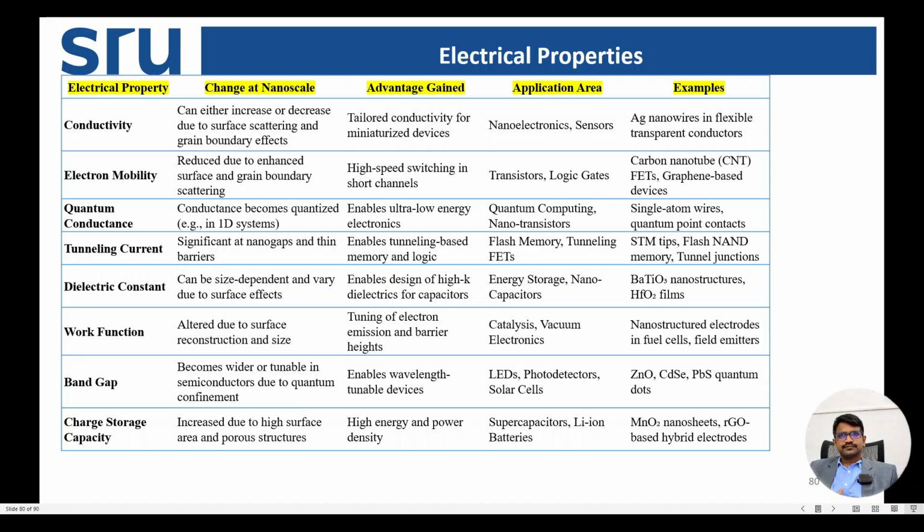So what are the application areas? Nano electronics and sensors. What are the examples? Silver nanowires in flexible transparent conductors. So in your flexible mobile phones, fold phones, and also smartwatches with flexibility, and many more.